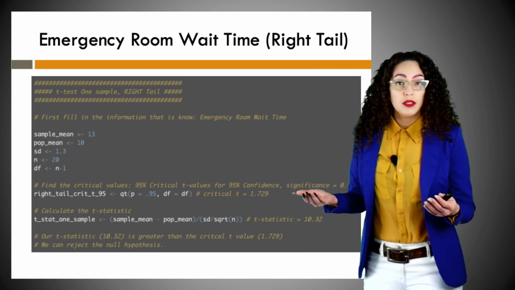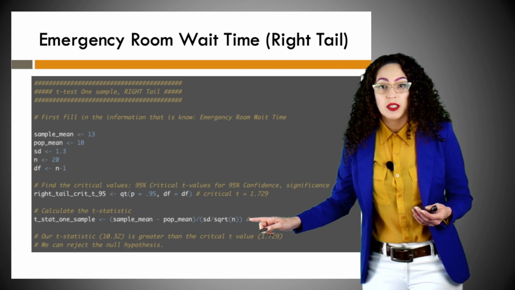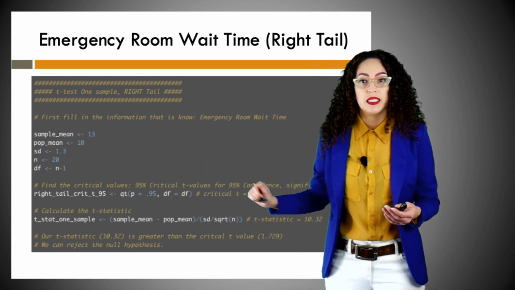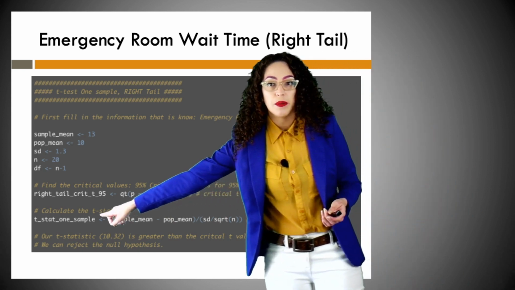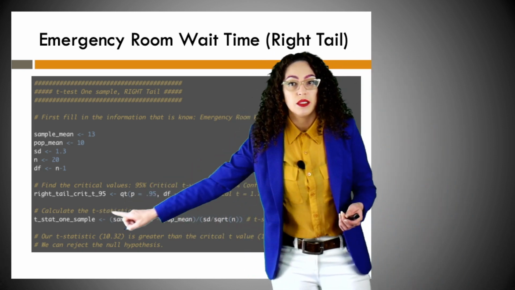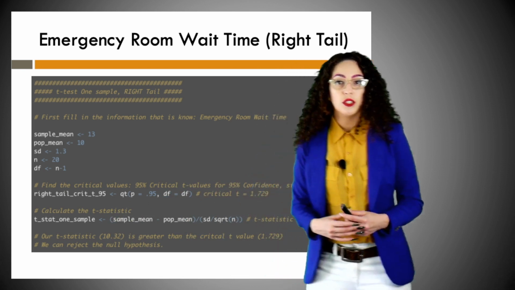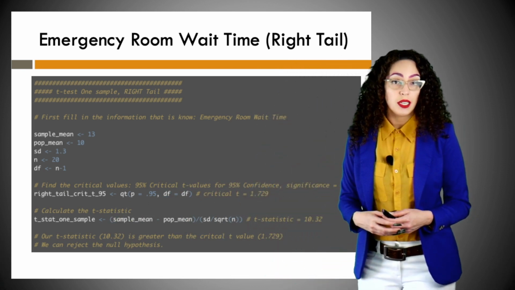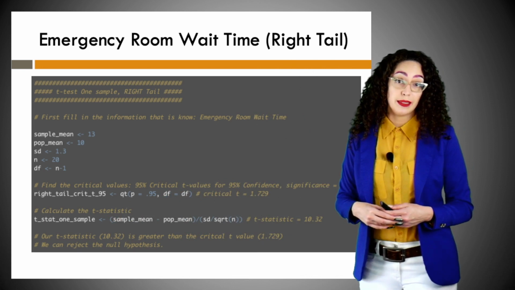Now, all I have to do is type in that little bit of code, that equation that takes the sample mean minus the population mean divided by the standard error, and it's going to give you a number. You compare this number to this number, and you can make your conclusions. And this will give you the same answer that we had before, which is to reject the null hypothesis. The wait time is longer than 10 minutes.